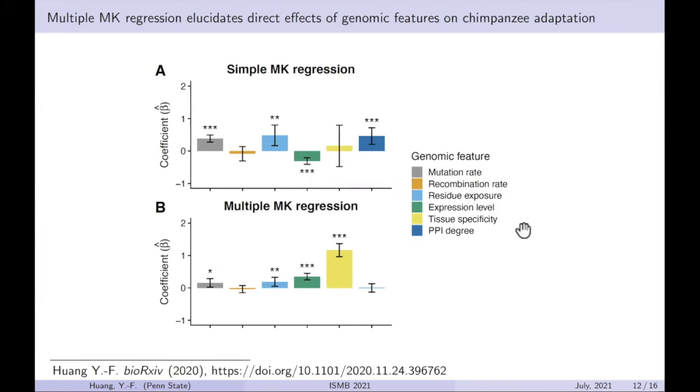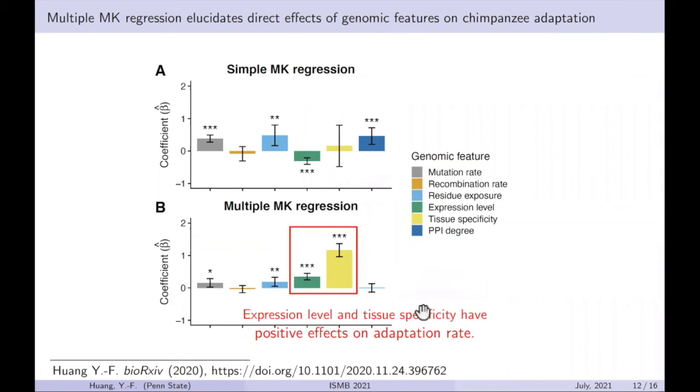are very different. For instance, in the multiple MK regression, we see that PPI degree has no direct effect on adaptation rate, but that's not the case in the simple MK regression. The explanation is that PPI degree probably has no effect on adaptation rate. However, it's correlated with some other genomic features. That's why in the simple MK regression, you see a significant positive association. And this is not due to the direct effect of PPI on adaptation rate.